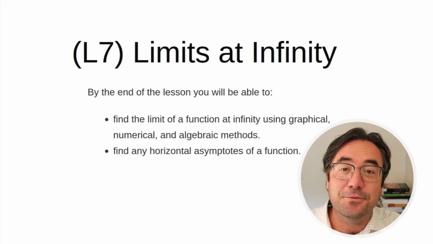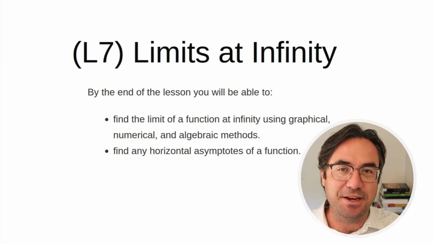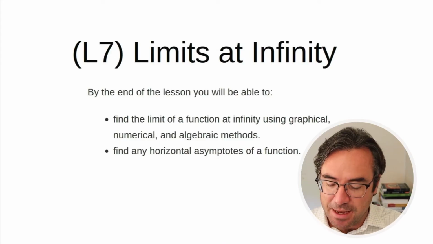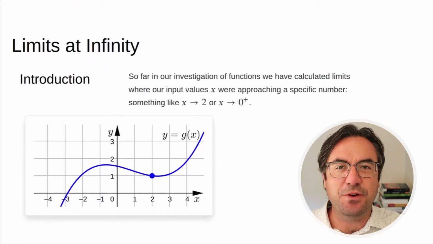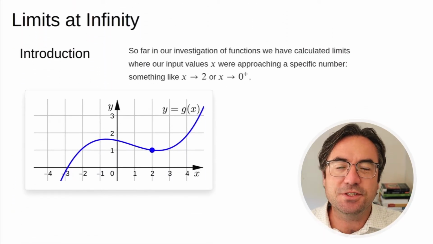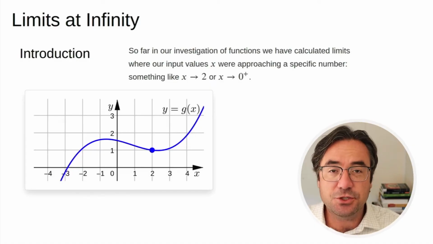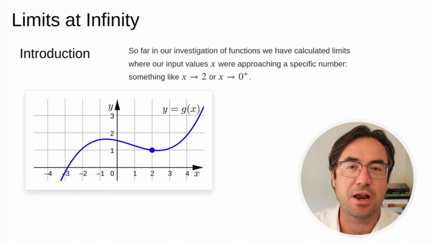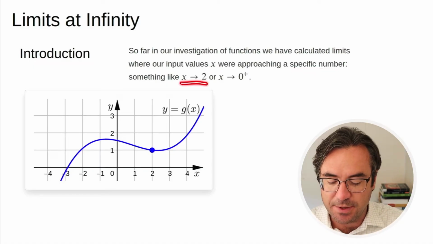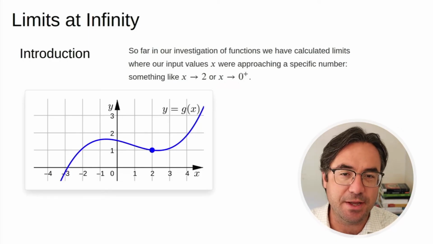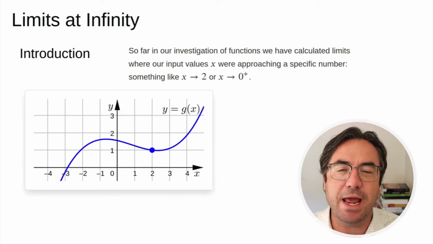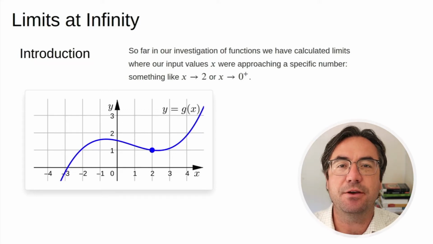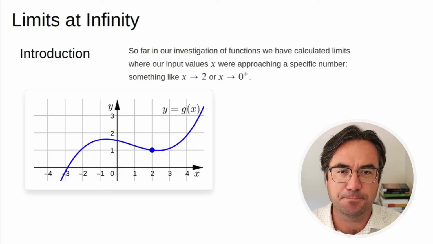Welcome, everyone. For today's prep, we're going to introduce our last type of limit, and that is limits at infinity. So let's take a step back and think about all the different limits that we've seen so far in this course. And they've all centered around what happens to our function as the input value x approaches a specific number. So we've done limits where x, say, approaches 2. We've done right-hand limits. We've done left-hand limits. And we've kind of investigated what happens to our function as the input values get close to that specific number.